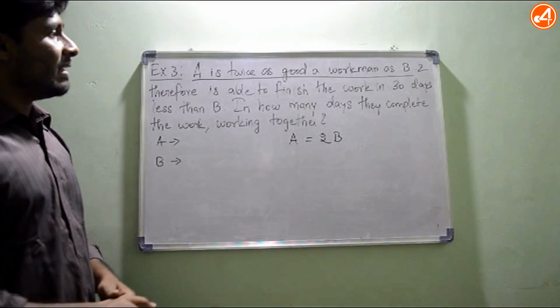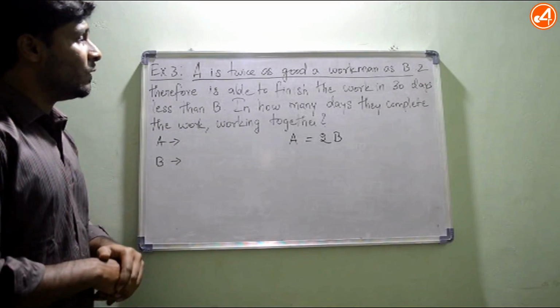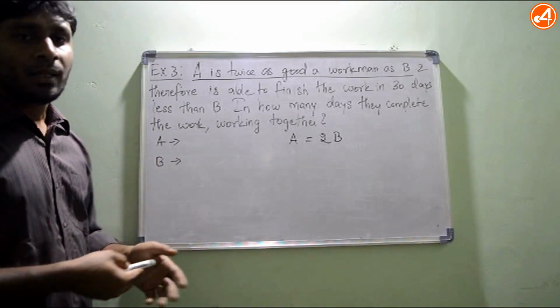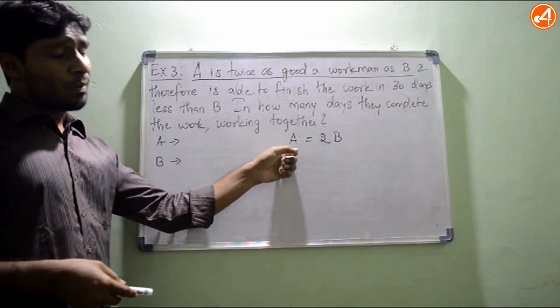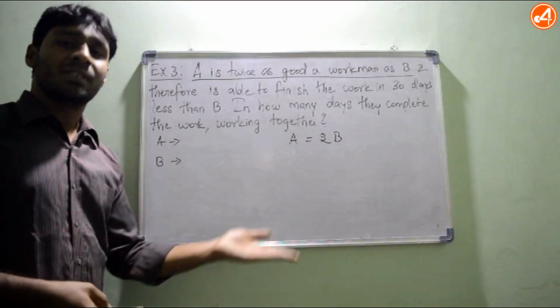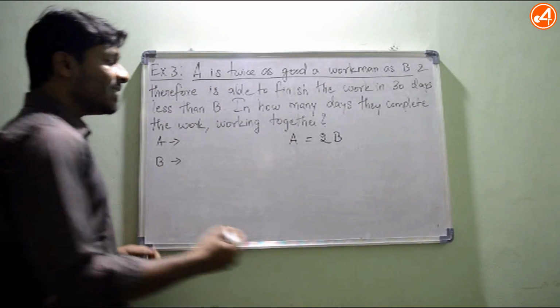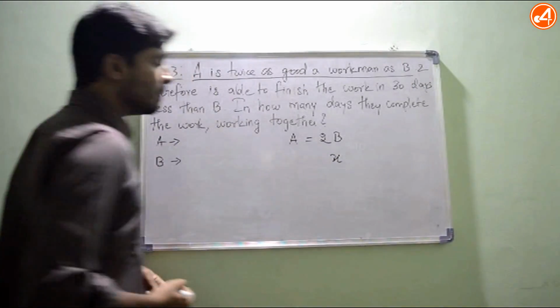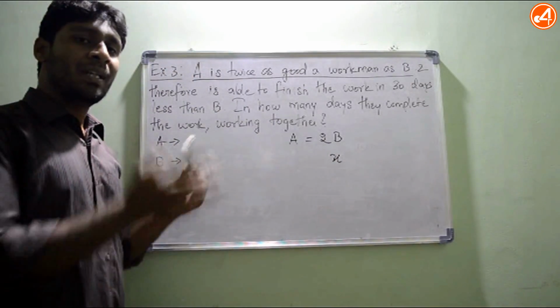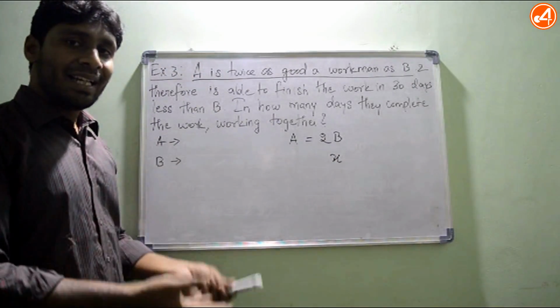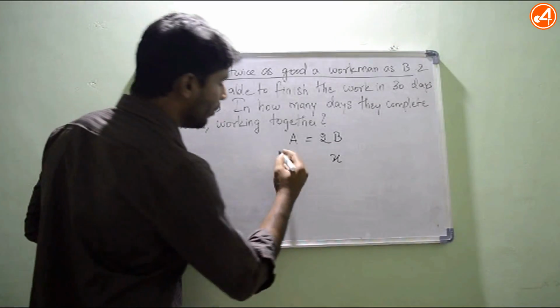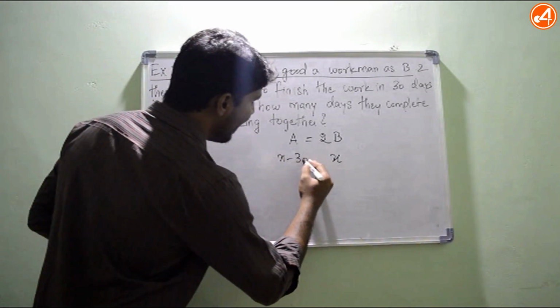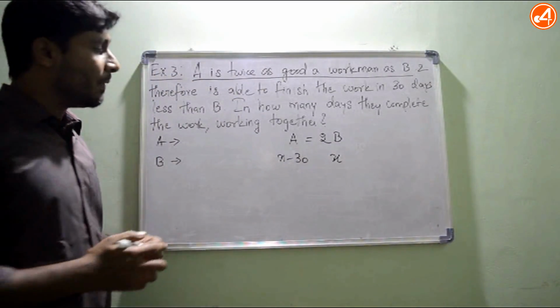Again the second line is, and therefore is able to finish the work in 30 days less than B. It means that A will finish the work 30 days earlier than person B. Got it? So if B takes X days, how many days will A take? 30 days less than B. So simply I can go X minus 30 is the days taken by person A.